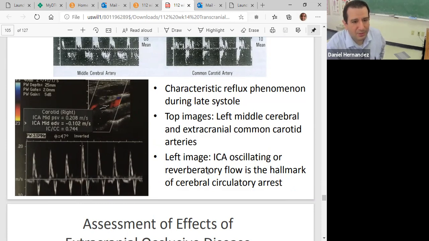So the left image shows an ICA. Oscillating or reverberatory flow is the hallmark of cerebral circulatory arrest. So this is in the patient's ICA now. The brain essentially has arrested, so the circulation in the brain has stopped. We're getting blood flow going in and then it's just coming right back out, because there's no need for the blood flow. It's the blood flow circulation when the brain has essentially stopped.